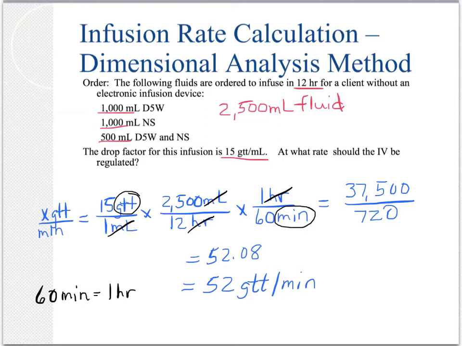Now you will want to review this video until you are comfortable using both the formula method and dimensional analysis to calculate infusion rates when an electronic infusion device is not available. If after reviewing this video and completing the homework problems, you are still experiencing difficulties using either one or both of these methods, please be sure to see me in class.